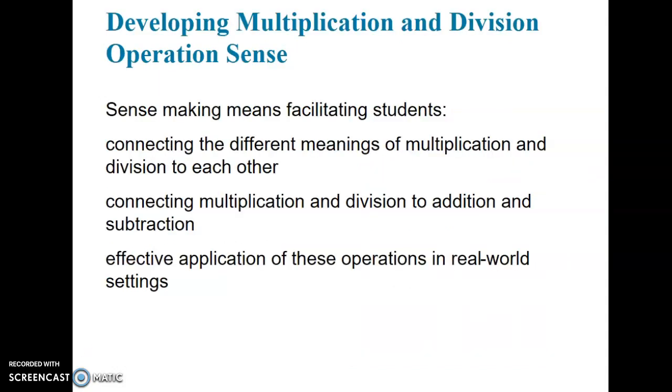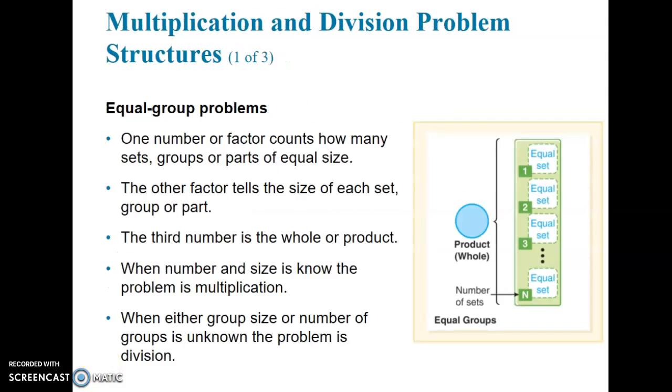Connect the different meanings of multiplication and division to each other, along with connecting multiplication and division to addition and subtraction, and make sure you use these in real-world situations. Equal group problems involve three quantities: the number of groups, the size of the group, and the total of all the groups. When the number of groups and size of the groups are known, the problem is multiplication, a situation in which the unknown is the product, how many in all.